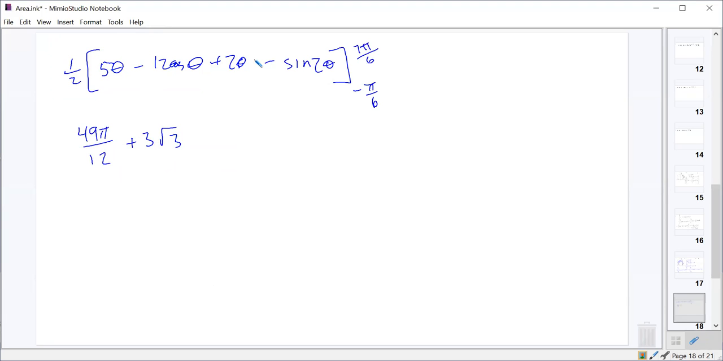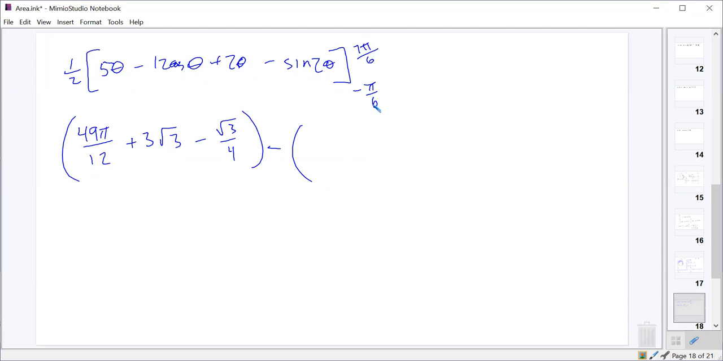And then we already did the 2 theta with 5 theta. The minus sine of 2 theta, that's minus the sine of 7 pi over 3, which is the same as the sine of pi over 3, which is root 3 over 2. And so half of that is minus root 3 over 4. And then we'll do the same for negative pi over 6.